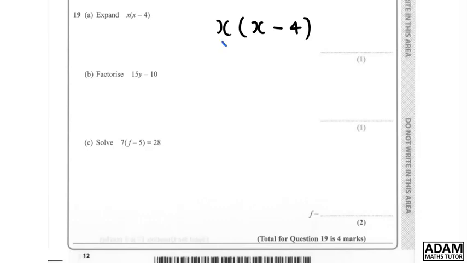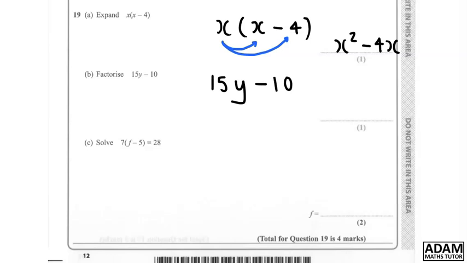So expanding means multiplying the terms outside the bracket by the ones that are inside. x times x is x squared, and x times -4 is -4x. Factorise 15y take away 10.